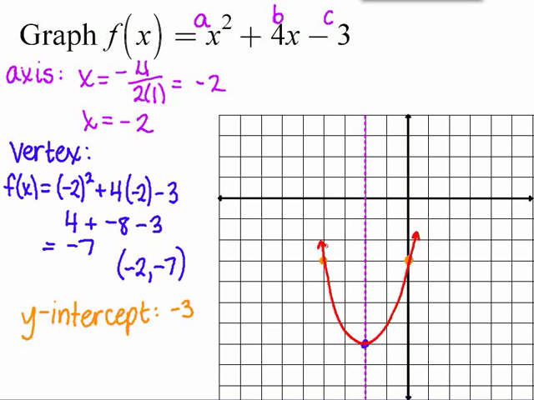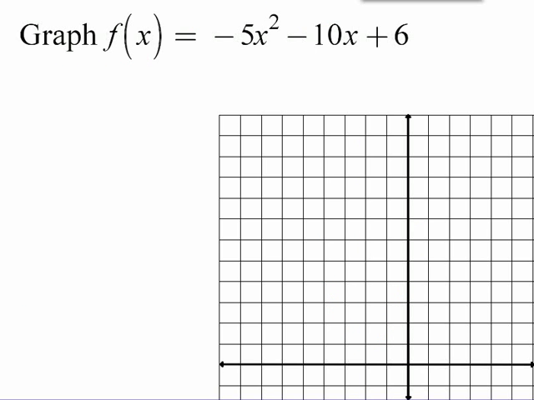Alright, we're going to go ahead and look at the next one. So let's look at the next slide. f of x equals -5x squared minus 10x plus 6. So what's the first step, guys? Axis of symmetry. So I'm going to find the axis. So the axis, x equals negative what? Because here's a, here's b, here's c.